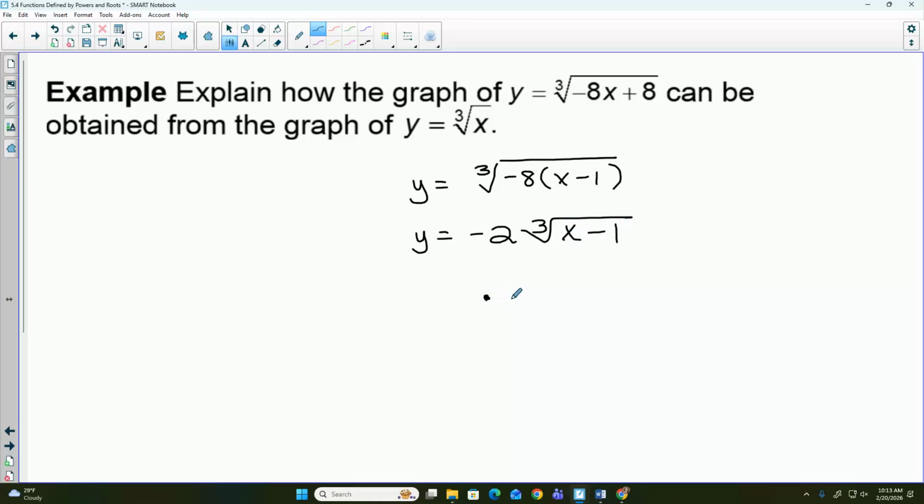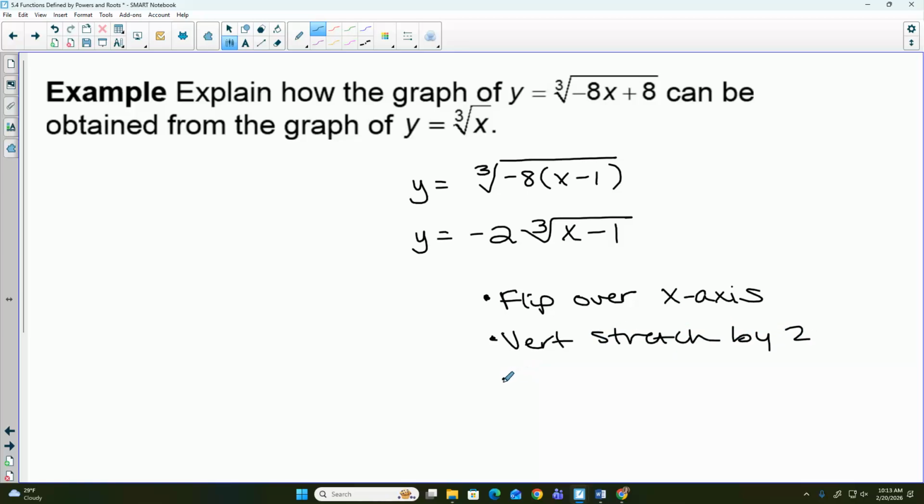All right, what does a negative do? It's making your y's negative, so it flips it over the x-axis. What does the 2 do? And what does a minus 1 on the inside do? What if it had a minus 3 out here? What would that do? Down 3. Anything outside the radical would move up and down. All right.